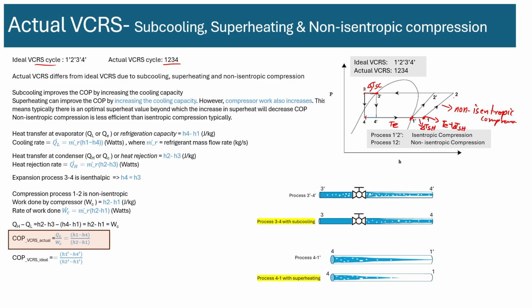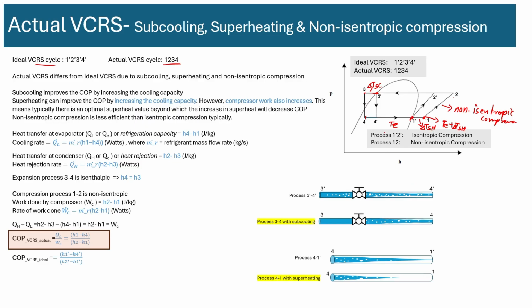And when you reach 3 with all the liquid, you expand through the expansion device. And 3 to 4 is again isentropic. And 4 to 1 is the evaporator heat transfer. So the difference in process between 3 prime to 4 prime and 3 to 4 looks like this, right?